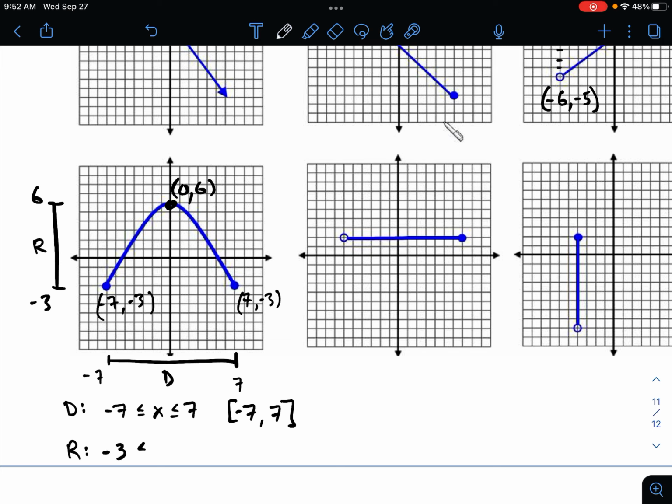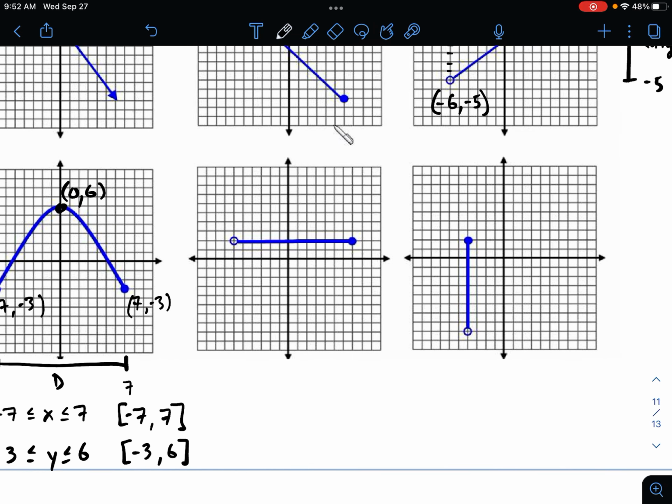So to describe the range, we can say we can go from negative 3 up to positive 6. I want to include this 6. I'm also including the negative 3, so I want to use the less than or equal to symbols. And then I still want to use the brackets from negative 3 to positive 6 in the y direction.